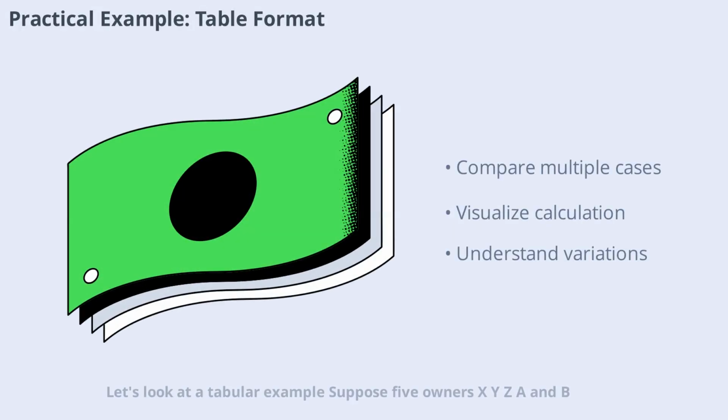Let's look at a tabular example. Suppose 5 owners X, Y, Z, A, and B have different values for municipal value, fair rent, standard rent, actual rent, unrealized rent, and periods of vacancy. By applying the calculation steps, we find the gross annual value and net annual value for each. This practical approach helps visualize the impact of each factor and reinforces the calculation method.